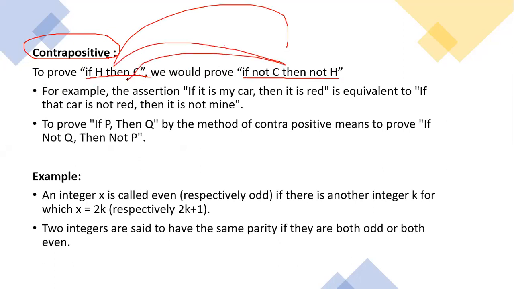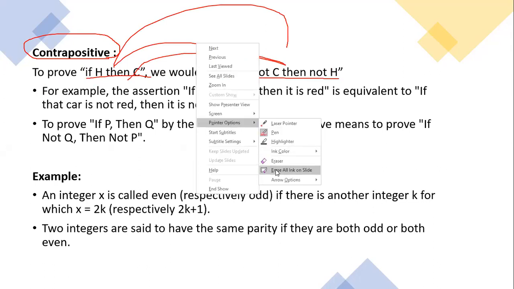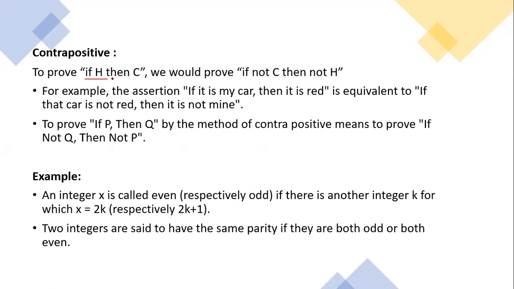If H, then C. My problem is to prove if H, then C, but I'm not going to prove the statement directly. I'm going to take the particular statement in the opposite way and try to prove that one is true. If H then C means I can prove that if not C then not H. Both are equal, right? Just taking it in the opposite direction.